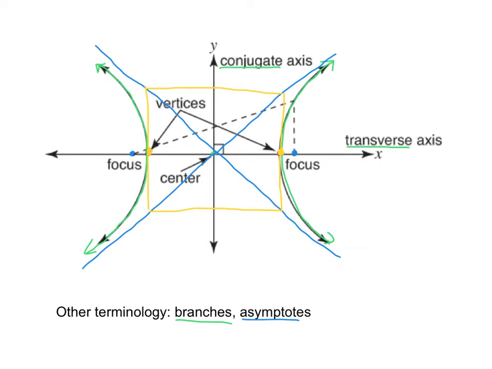The last connection we need before we start graphing more general hyperbolas and answering questions about their characteristics is the fact that the distance from the center to either focus point is the same as the distance from the center to any corner of the box.